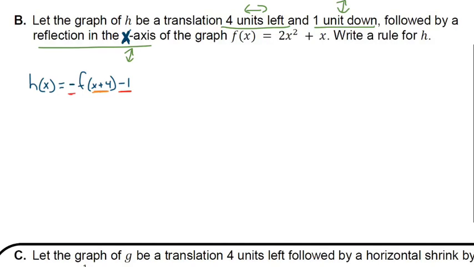So here we go. H of x equals negative bracket, and we'll go 2 times x squared. Well, x is x plus 4 squared. Okay. Plus x, which again, so that'll be another x plus 4. Close your brackets. And then we got a minus 1 on the outside. So this one's a little bit different, but hey, we can deal with it.